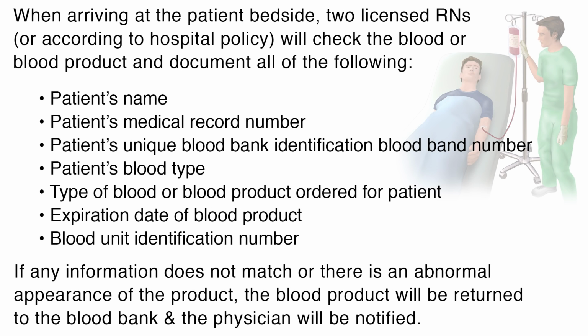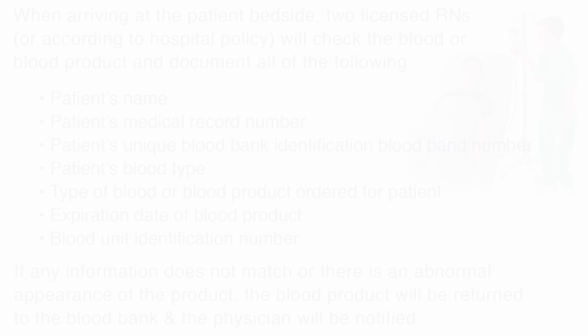Let's walk through the next steps involved in administering a blood transfusion. When arriving at the patient bedside, 2 licensed RNs, or according to hospital policy, will check the blood or blood product and document all of the following: patient's name, patient's medical record number, the patient's unique blood bank identification blood band number, the patient's blood type, the type of blood or blood product ordered for the patient, the expiration date of the blood product, and the blood unit identification number. If any information does not match or there is an abnormal appearance of the product, the blood product will be returned to the blood bank and the physician will be notified.